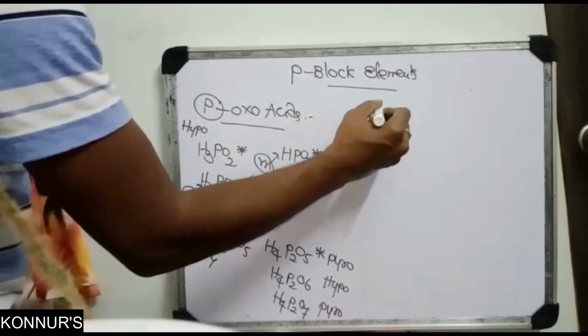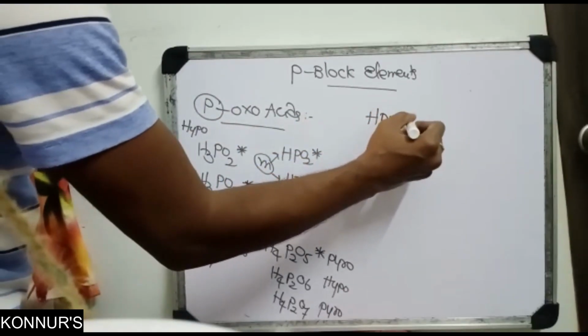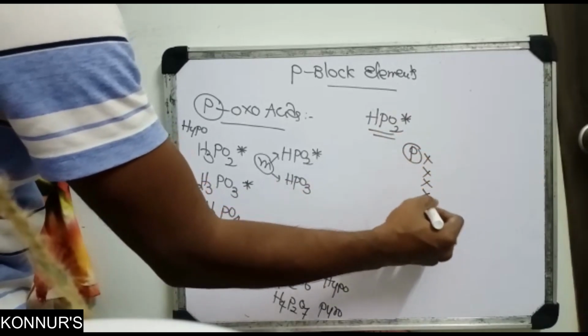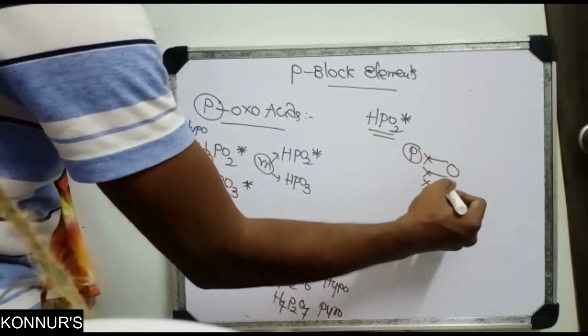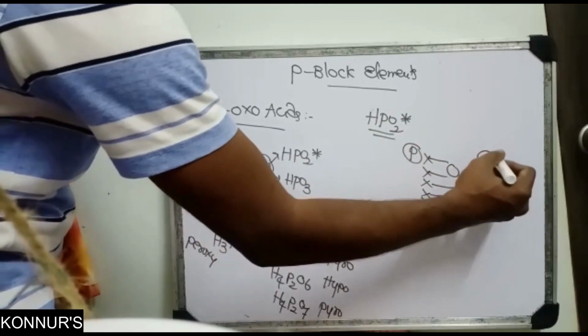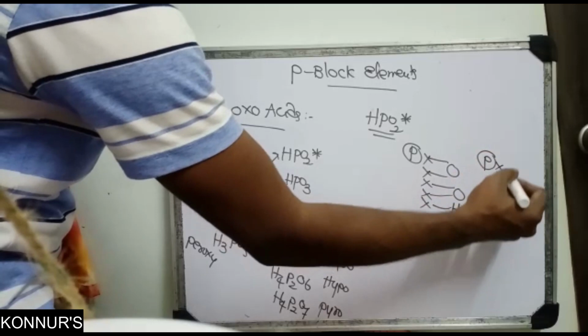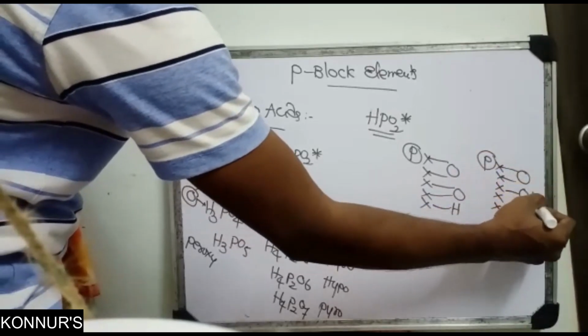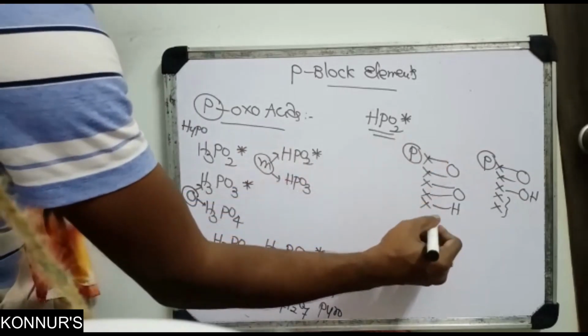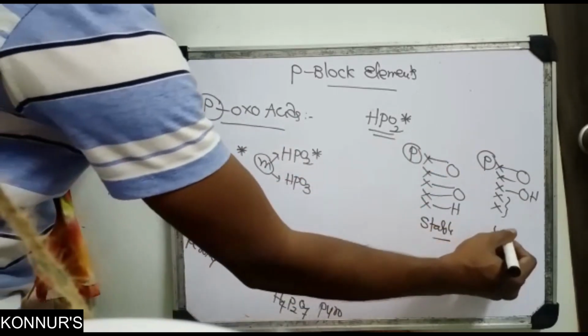Next, HPO2, this is an ous acid. More than one structure is possible. So phosphorus 1, 2, 3, 4, 5. So one O, second OH. Next, phosphorus 1, 2, 3, 4, 5. One OH. So here all electrons are utilized, so that's why it is stable. This is unstable.